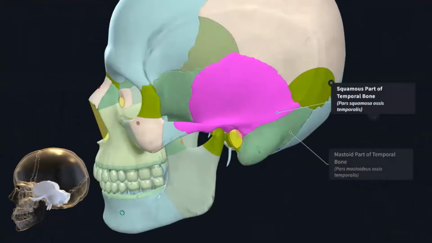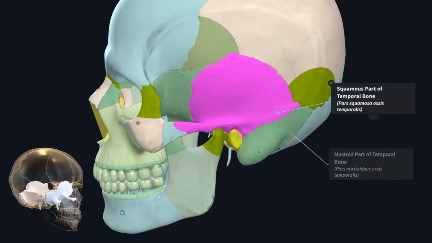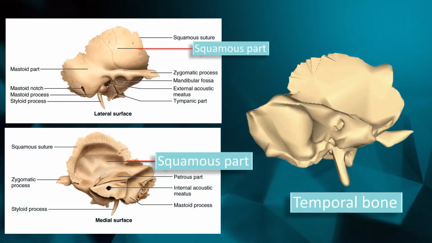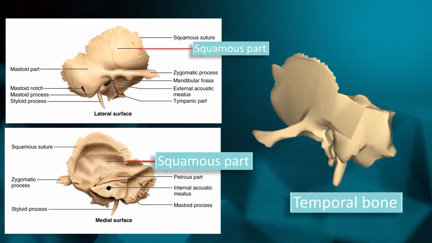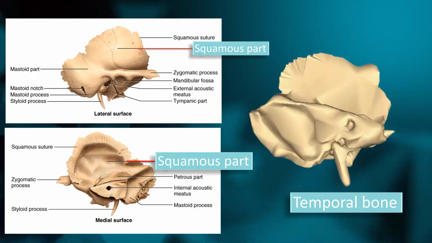Next, we have the temporal bone. The temporal bone has two main parts, the squamous part and the mastoid part. First, we will discuss the squamous part of the temporal bone. The squamous part is the anterior superior aspect of the temporal bone. It consists of two surfaces and two borders. The two surfaces include cerebral and temporal, and the two borders are parietal and sphenoid.